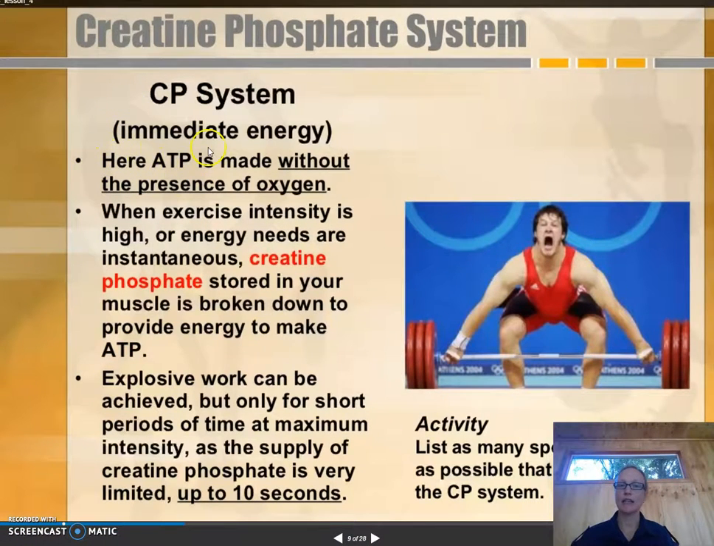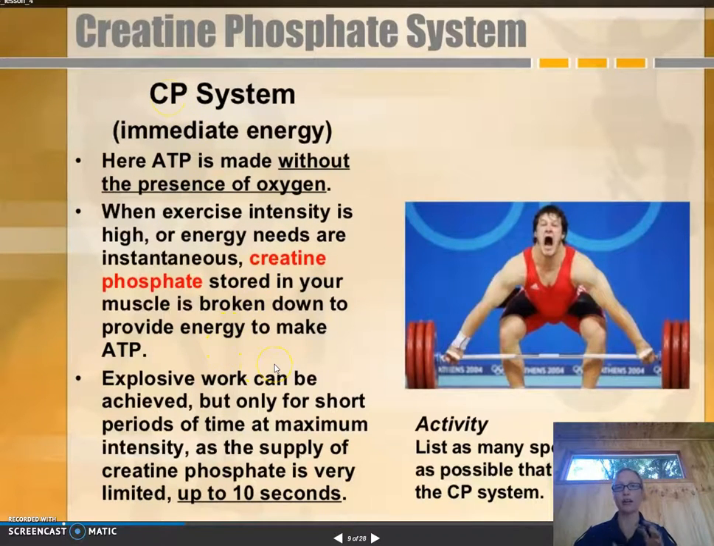So here ATP, so remember it starts as ADP, we add the phosphate, is made without the presence of oxygen. Now this happens because creatine phosphate has a phosphate molecule, so that's going to be the donor to make ATP in this instance. So when exercise intensity is high or energy needs are instantaneous, creatine phosphate stored in your own muscle is broken down to provide energy to make ATP. Okay, so the extra phosphate to make ADP into ATP is going to come from the creatine phosphate stores.